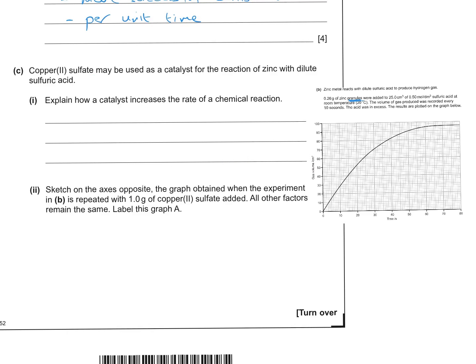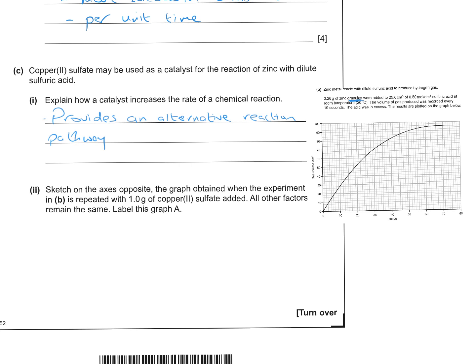See part 1. Explain how a catalyst increases the rate of a reaction. Now, this is not giving a definition of a catalyst. This is asking you to explain how the catalyst actually works. So here's the first point. It provides an alternative reaction pathway.